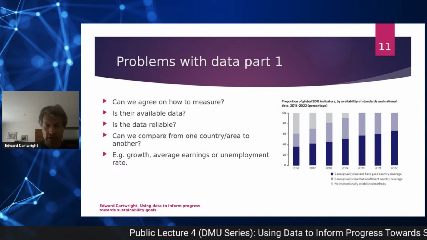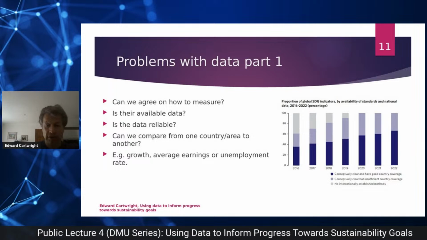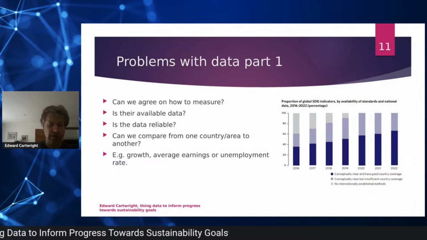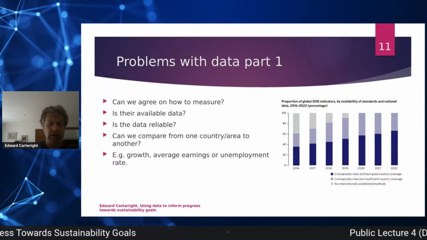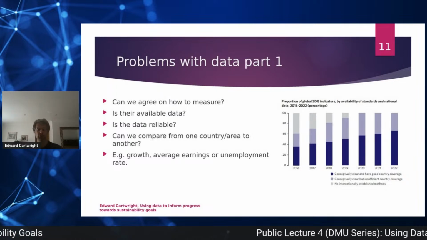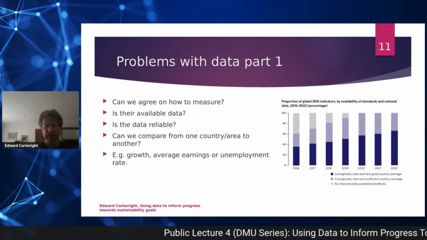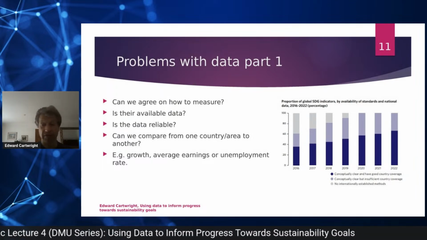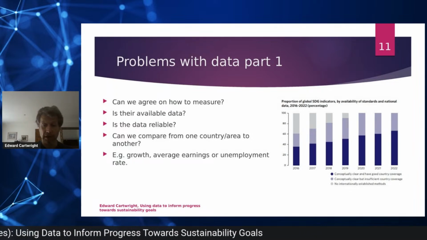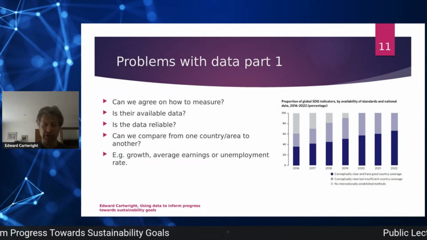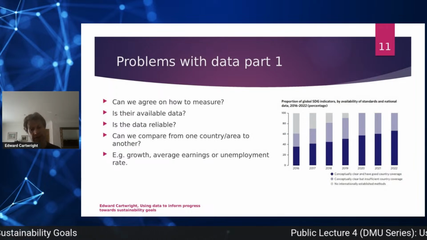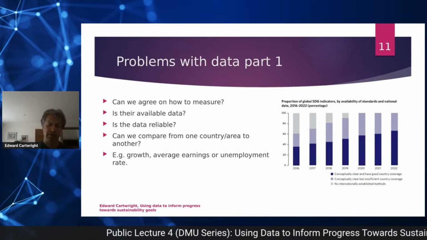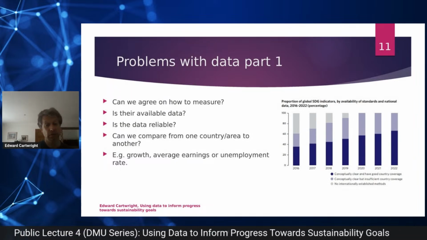So what this chart shows is we are getting somewhere on this. The grey ones are where we can't agree on what we should be doing. Well, they've disappeared. Now, that doesn't mean there won't still be disagreement, but there's at least a consensus view of what we should be doing to measure, say, growth or average earnings. Then the dark blue are the ones that we've got the data for. The light blue are the ones that we don't have the data for. And so you can see that we're getting more and more data.